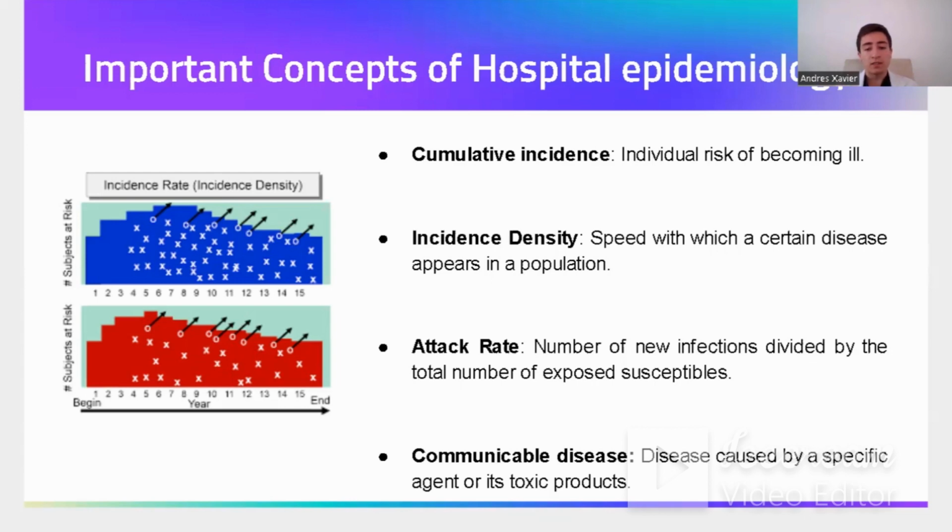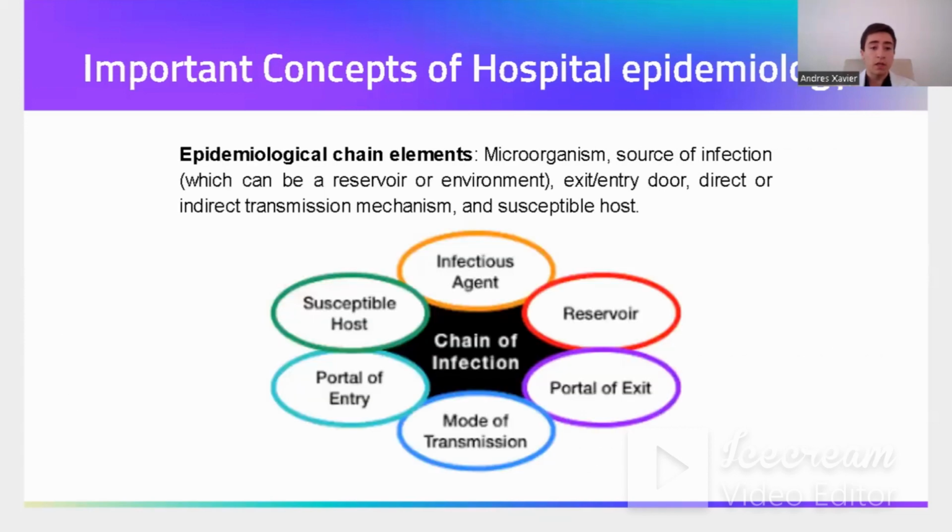And communicable disease, that is the disease caused by a specific agent or its toxic products. And finally, we have the epidemiological chain of elements that are microorganism, source of infection, that can be a reservoir or environment, exit or entry point or door, and direct or indirect transmission mechanisms, and susceptible hosts.